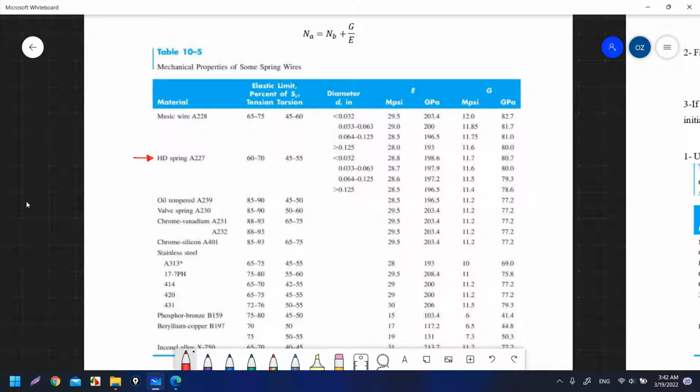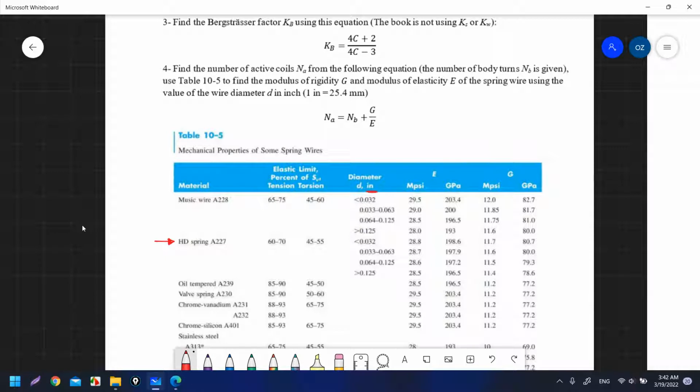Okay, this row, as you can see, contains different ranges depending on the diameter in inch. So if you are given the question in SI units, you have to convert it to inch. If you are given the wire diameter in millimeter, you have to use this conversion factor. You will divide by 25.4 in order to get inch, because the table is only in inch. Okay, so already our question is in inch, and this is the wire diameter, d small.